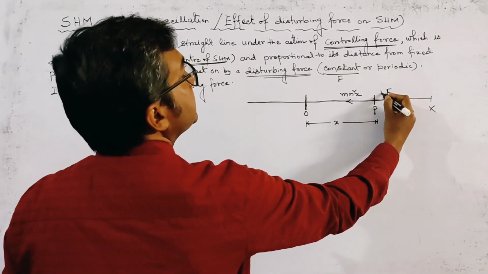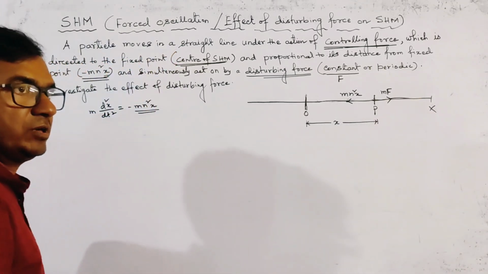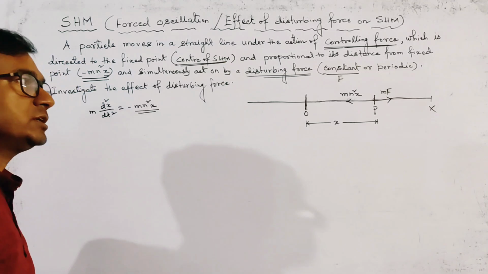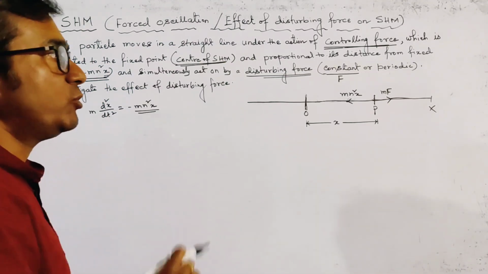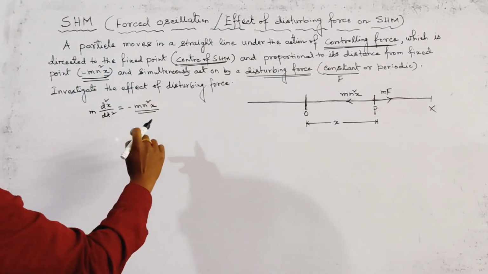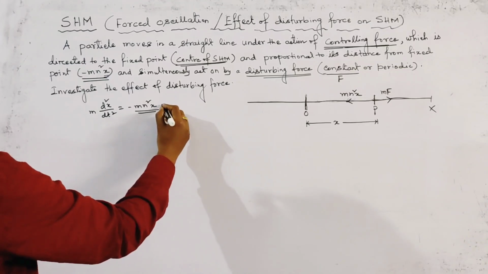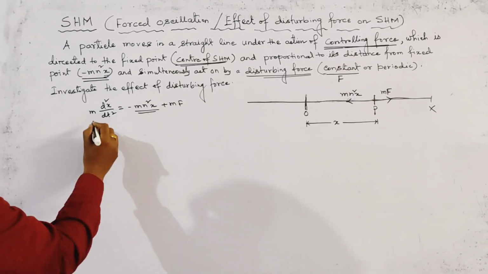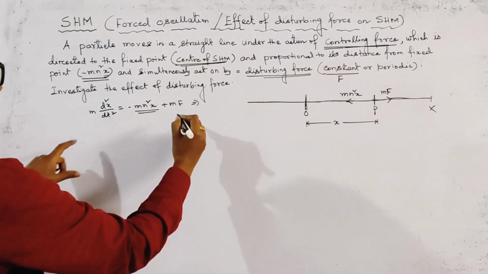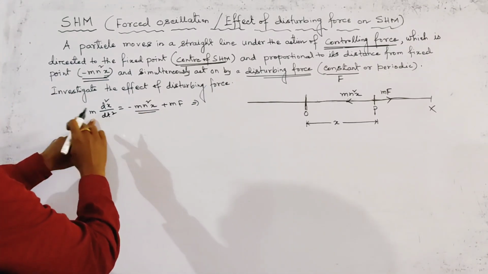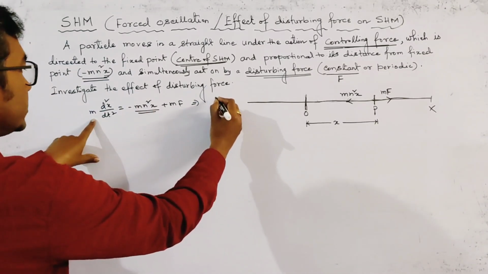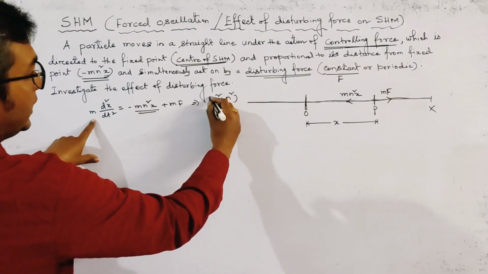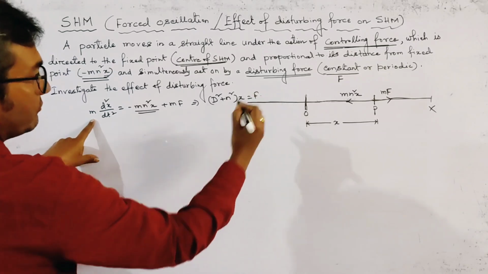This is not only F, this is mF, because F is the disturbing force per unit mass, so mF is the total disturbing force. So in the equation of motion, we add this disturbing force mF here. Cancelling m from both sides and writing this differential equation in operator notation, this is (D square plus n square) x equal to F.